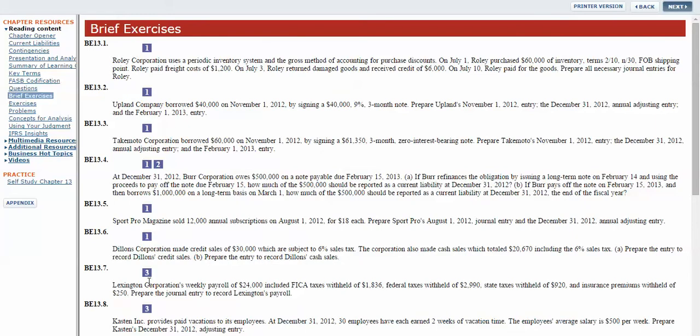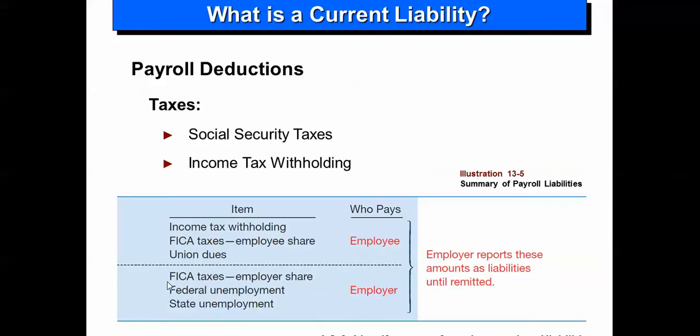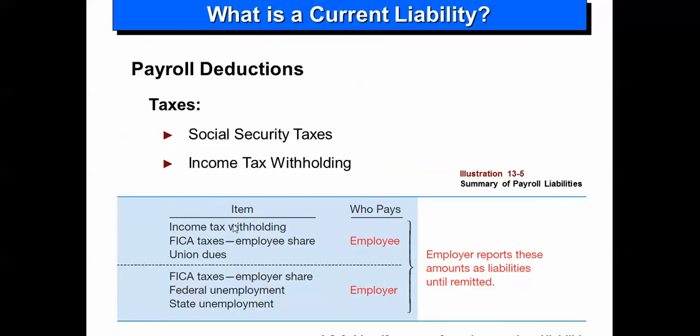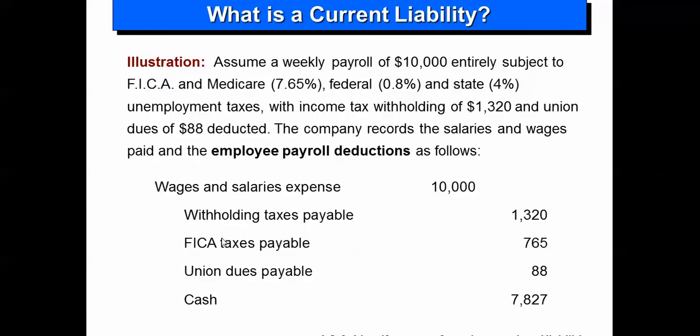So for this problem, we're going to be focused just on the expenses that are associated with the employees. So we're just looking at that part. So this is a good example. Assume weekly payroll of $10,000. So the $10,000 is the gross amount. That's going to be the expense.